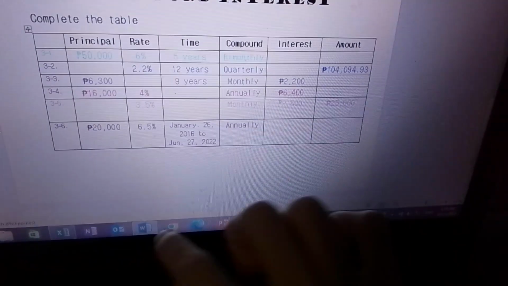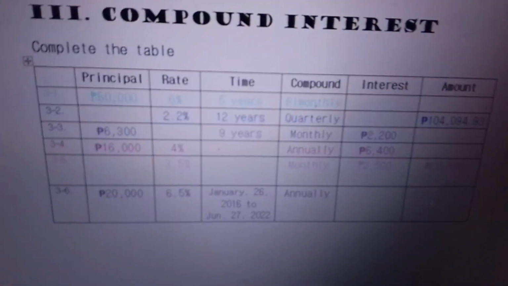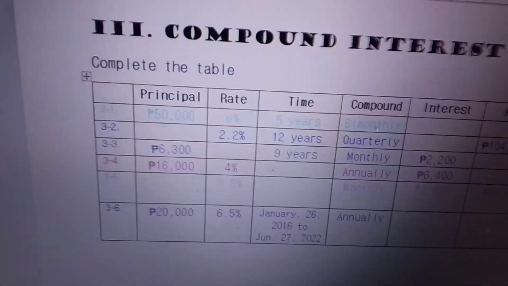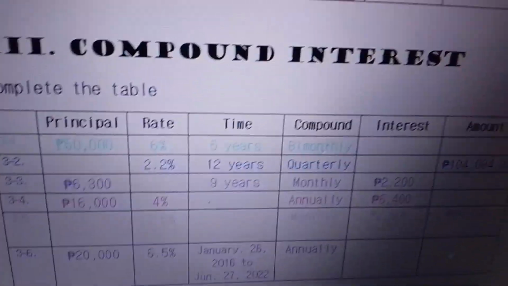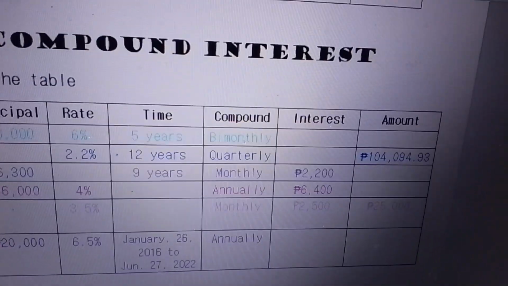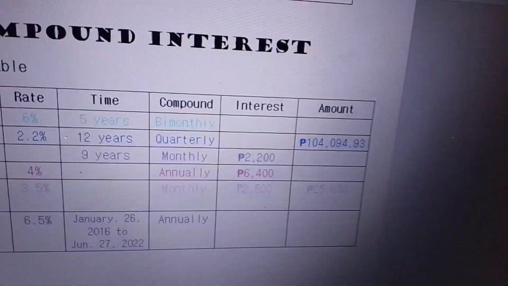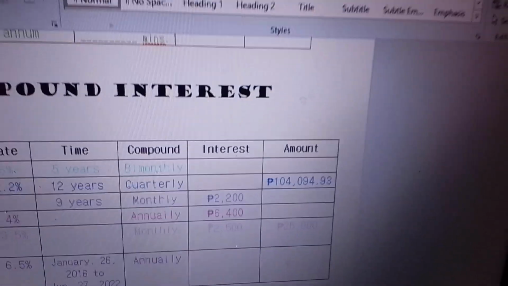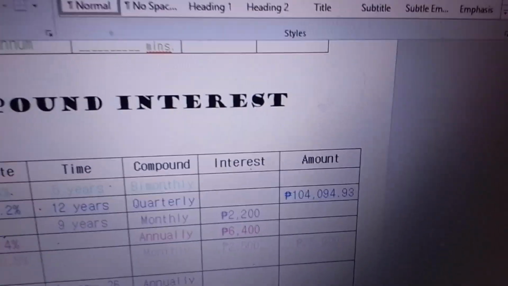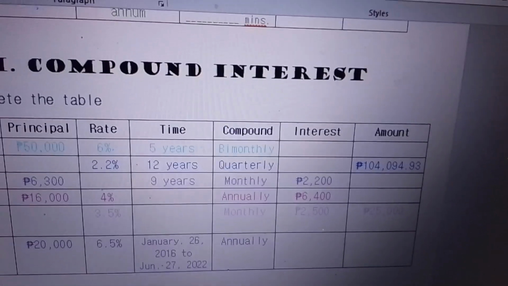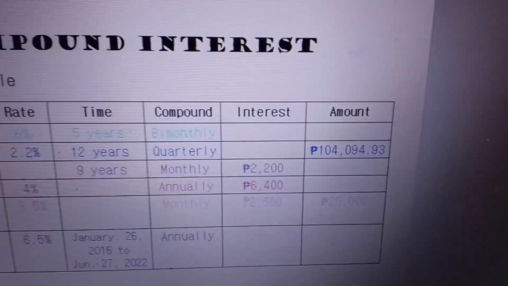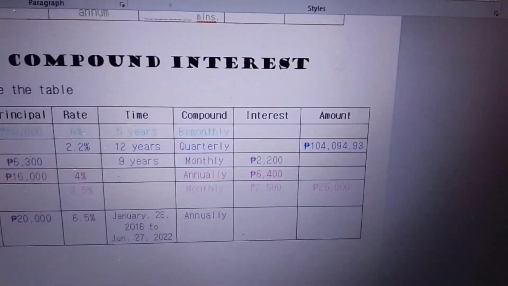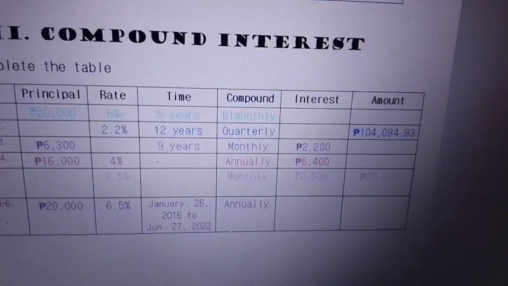Next, let's go to number 4. For number 4, here's the problem that I have today. We have 16,000 pesos as the principal, 4% as the rate, time is unknown, compounding period is annually. Diba sabi ko, kapag ang compounding period na yan ay annually, ibig sabihin, always 1. So that's the default. And then the interest is 6,400 pesos. Now, we need to solve for the time.